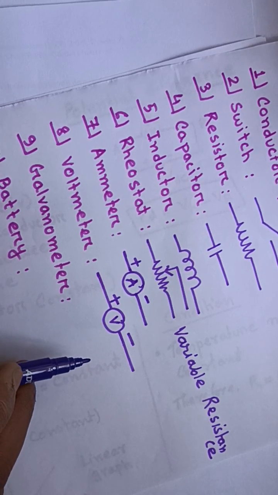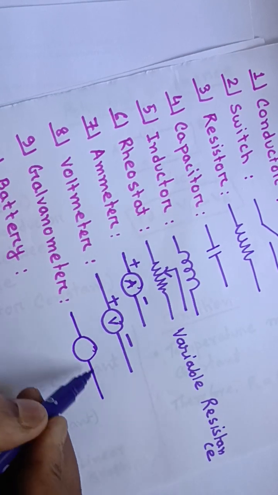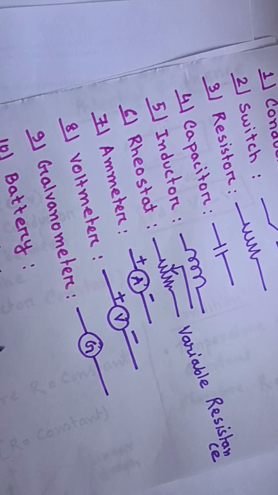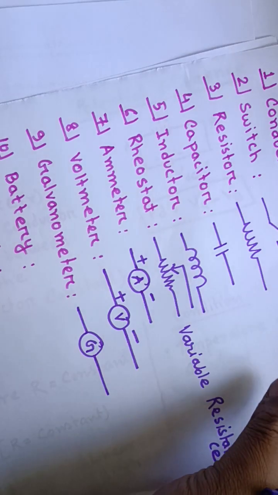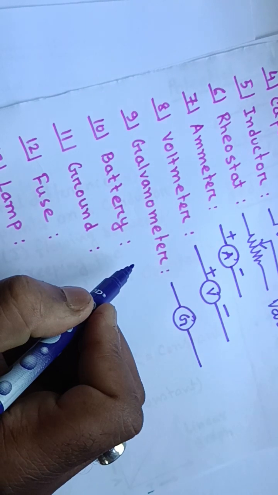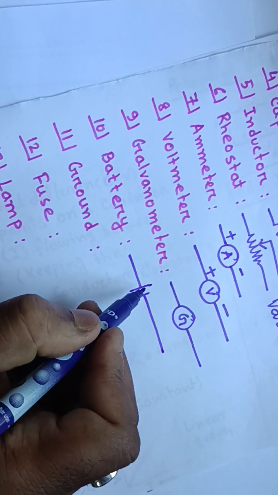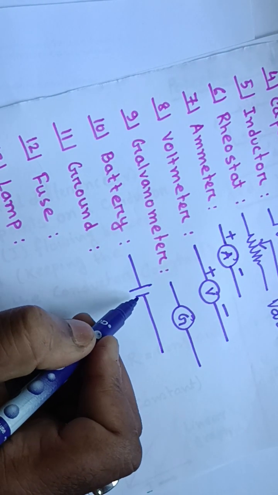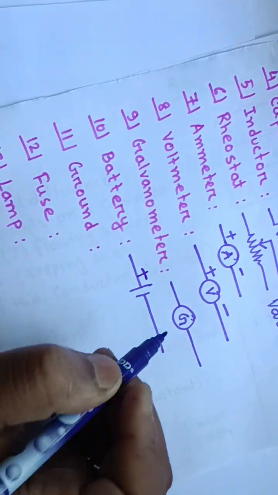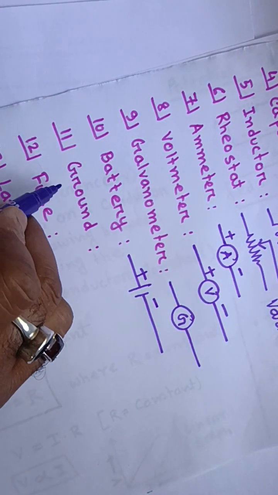Next one is the galvanometer. The symbol of the galvanometer will be like this. G will be there. Next one is the battery. The symbol of the battery will be this way. There will be two sticks. One is larger, the other one is smaller, right? The larger one is considered the positive polarity terminal and the smaller one is considered the negative polarity terminal.